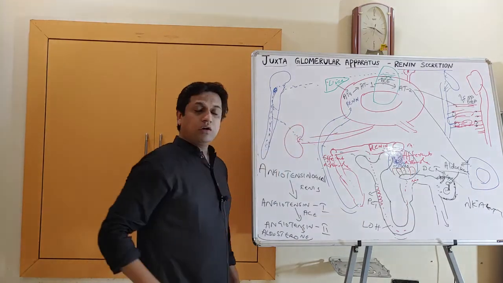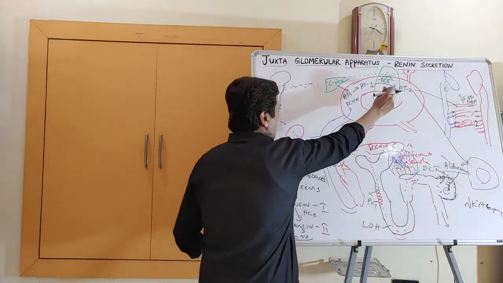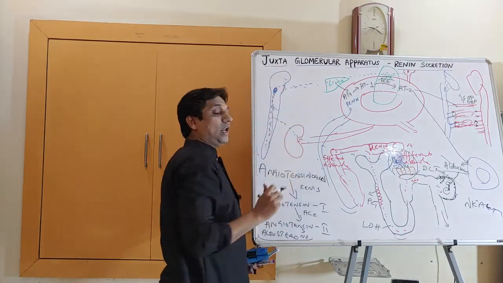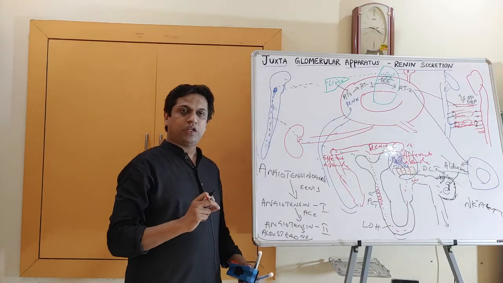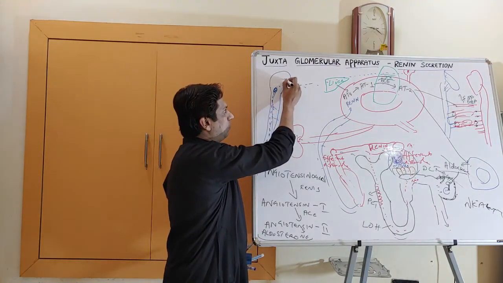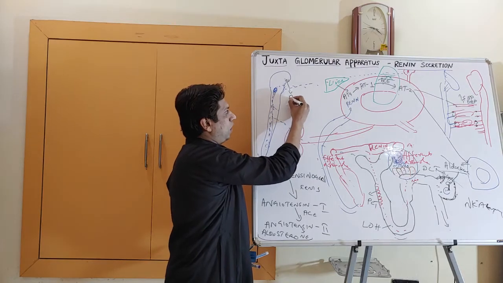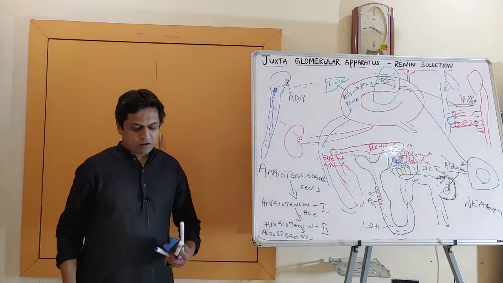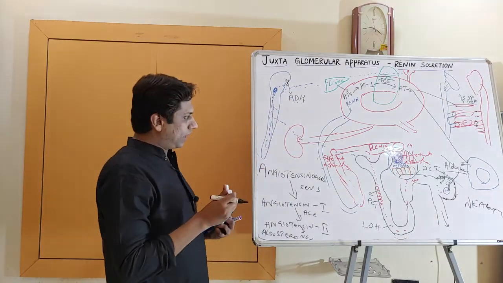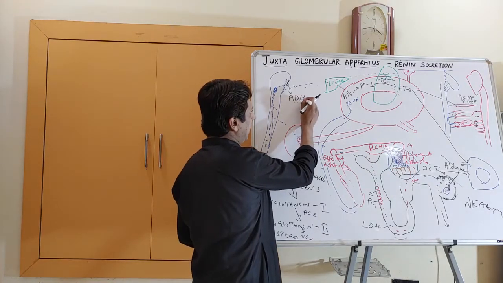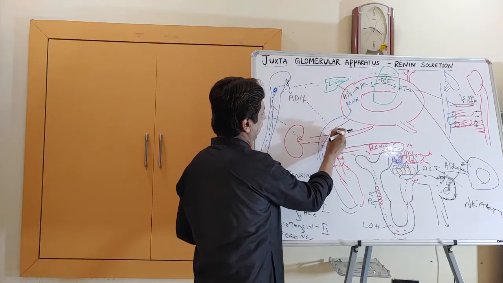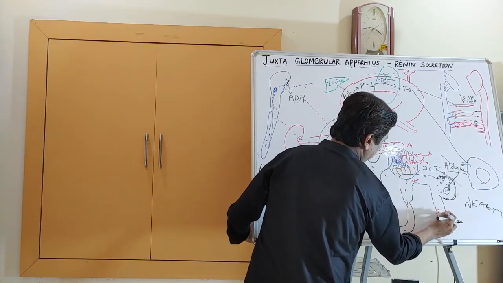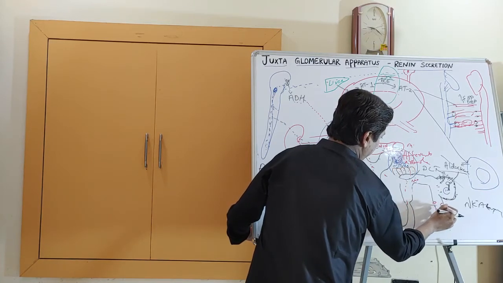So two functions. Not only that, angiotensin 2 also gives a signal to the hypothalamus. The supraoptic nucleus of the hypothalamus will get stimulated and it will secrete one important hormone through the posterior pituitary gland, that is antidiuretic hormone or ADH. This antidiuretic hormone again acts on the collecting tubules and increases the permeability of water.